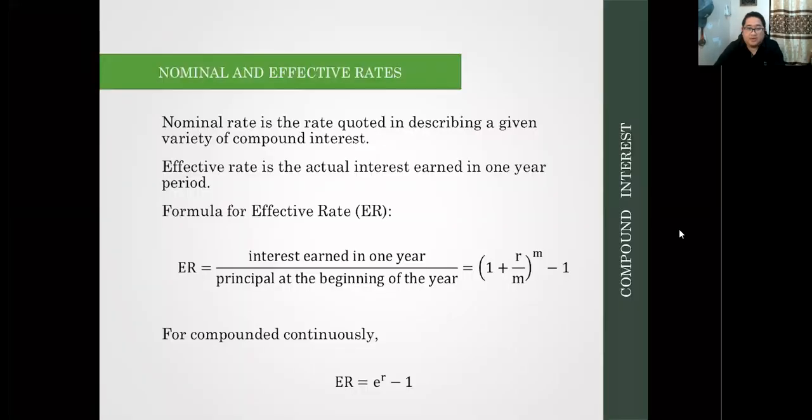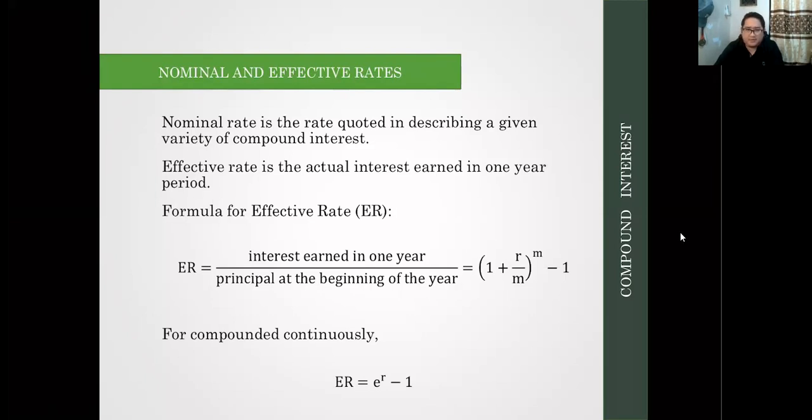Then, we have the nominal and effective rate. So what is the nominal rate? The nominal rate is the rate quoted in describing a given variety of compound interest, meaning the interest given in the problem, the one first mentioned in the agreement. Then the effective rate is the actual interest we earn in 1 year.